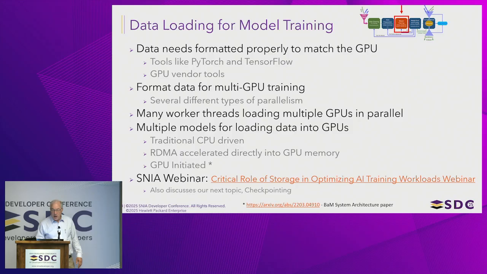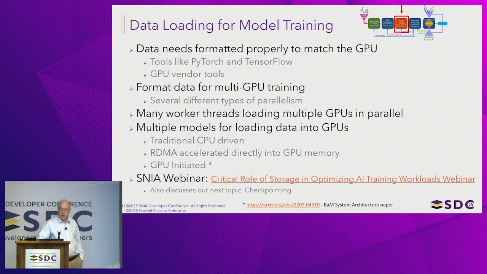So let's talk a little bit more about what those things look like. The data loading for your model training. Your data has to be formatted properly to match the GPU. There's a lot of tools that do that. Some of the popular tools, like PyTorch and TensorFlow, can get your data formatted into the right format to match your GPU. There are also GPU vendors that have tools that can get your data formatted in the right mode. So it has to read from the storage, run through the CPU, and get the data formatted right to go into the GPU.